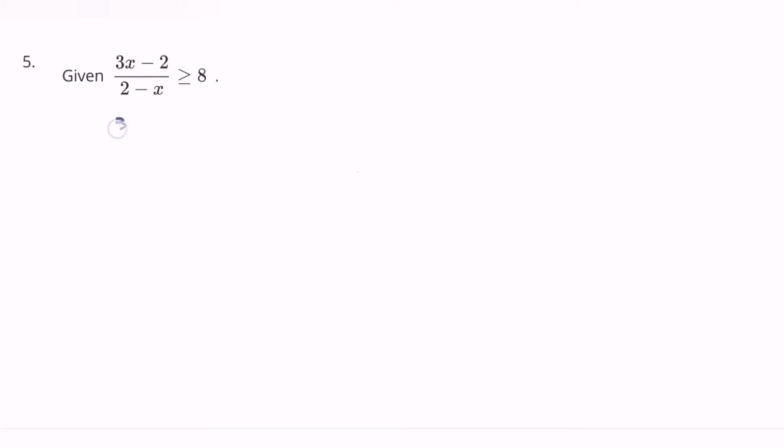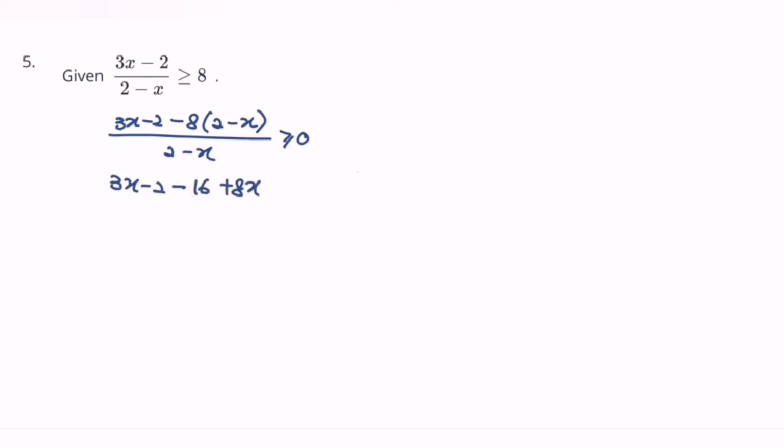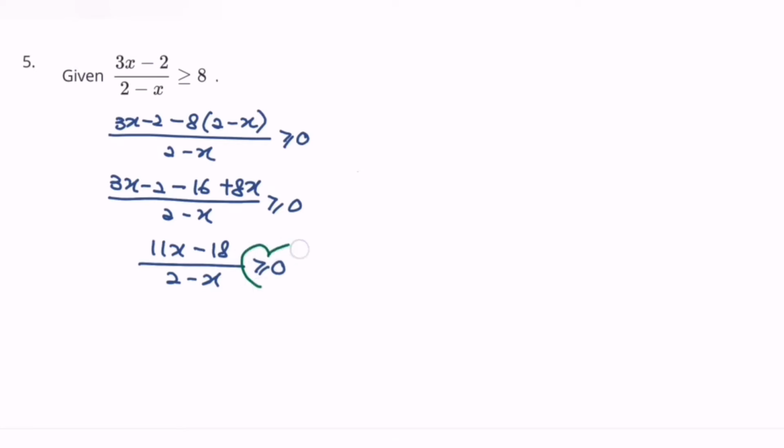So here we have 3x minus 2 minus 8, equate the denominator, so 2 minus x over 2 minus x greater than or equal to 0. Next is to expand the situation. We have 3x minus 2 minus 16 plus 8x over 2 minus x greater than or equal to 0. Simplify the situation and we have 11x minus 18 over 2 minus x greater than or equal to 0. Notice that we have the simplest form, so it is the time to determine the sign, which is the positive sign. Next is to split the situation.